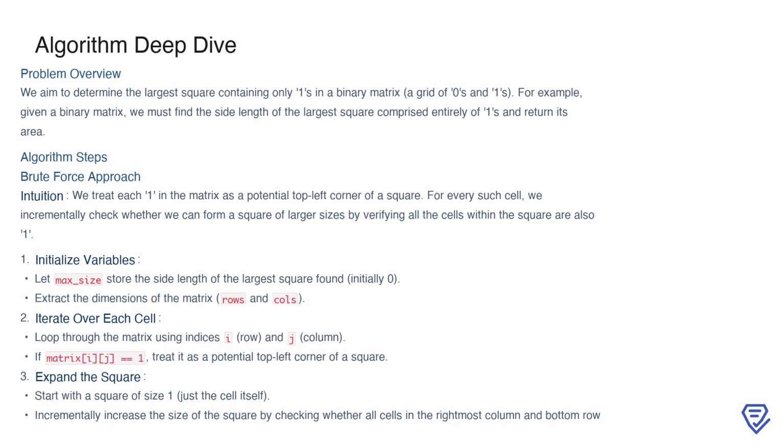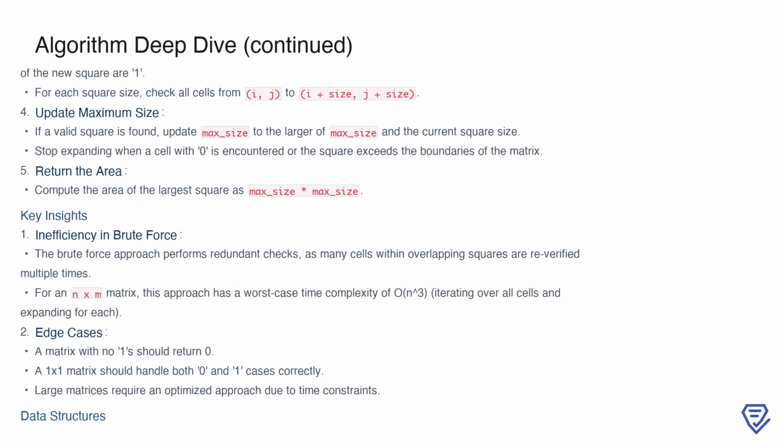If a cell contains a 1, we treat it as a candidate and begin expanding the square from that point, verifying the validity of all cells within the expanded region step by step. When expanding the square, we start with the smallest possible size, which is just the cell itself, and then incrementally increase the square's size by checking additional rows and columns.